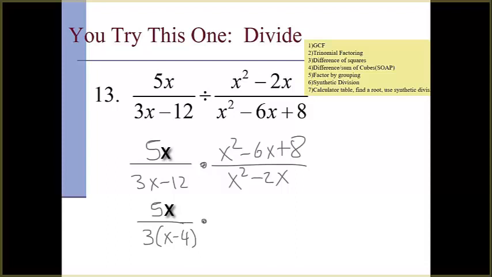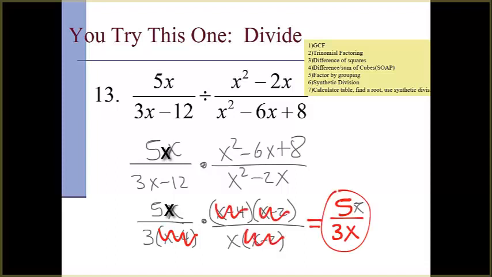So the top trinomial factoring part here is x minus 4 and x minus 2. On the bottom part here, we have a GCF, x minus 2. So notice we had 2 GCFs and a trinomial, and now we're looking for married couples. We got a married couple here. We have a married couple here, so now the x's cancel out, so I'm left with a 5 over 3.